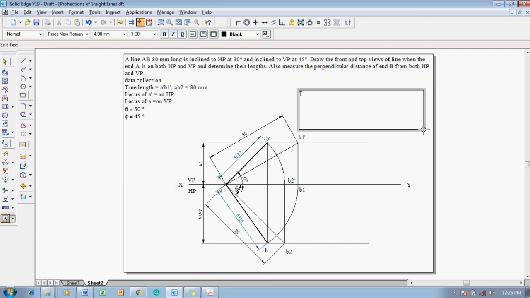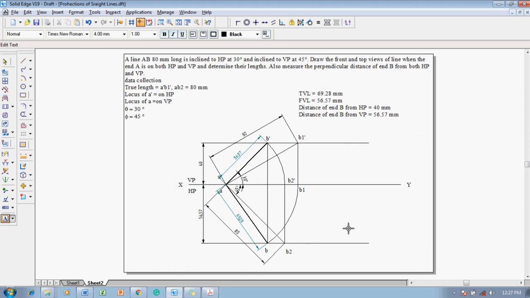Now we know that the top view length is 69.28 millimeter, and the front view length is measuring as 56.57 millimeter, and also the distance of end B from HP is equal to 40 mm, and in the same fashion the distance of end B from VP is 56.57 millimeter. And then a last statement, which is not the least, note.